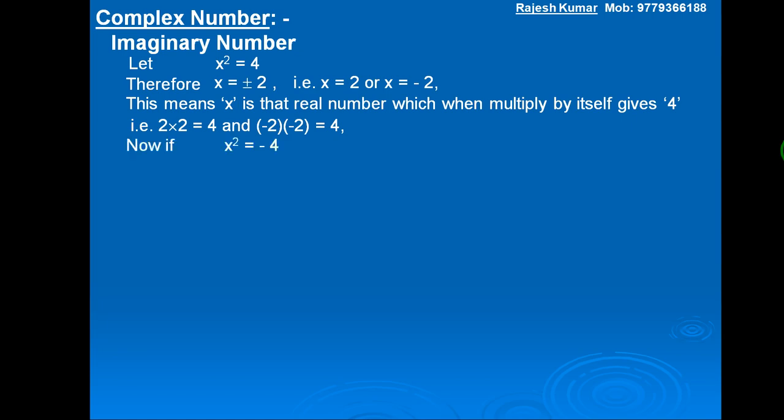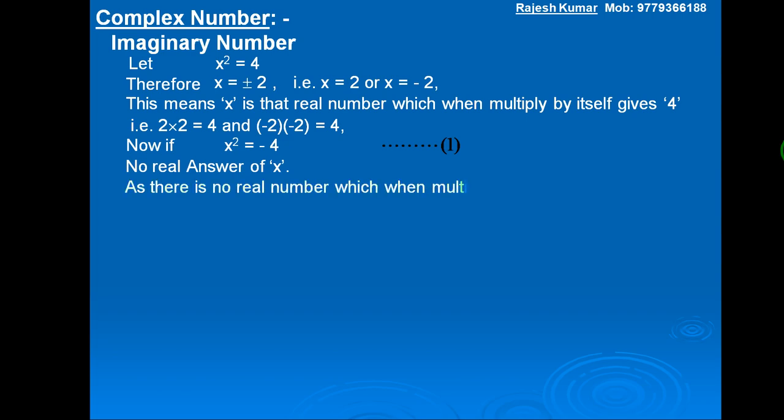Now if x square is equal to minus 4, put this as equation number 1. Now in equation number 1, there is no real answer of x, as there is no real number which when multiplied by itself gives a negative number. As in equation number 1, right hand side is equal to minus 4, a negative number.